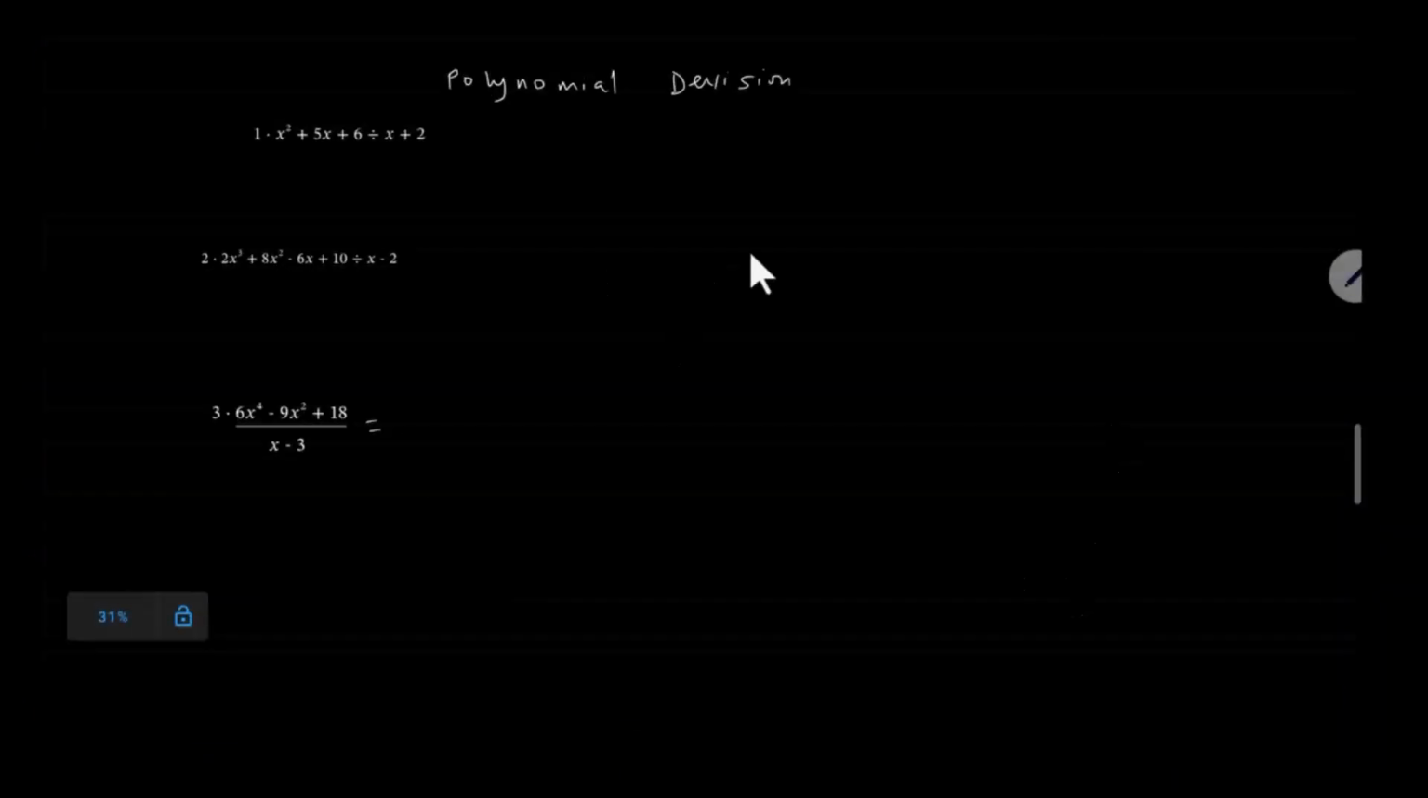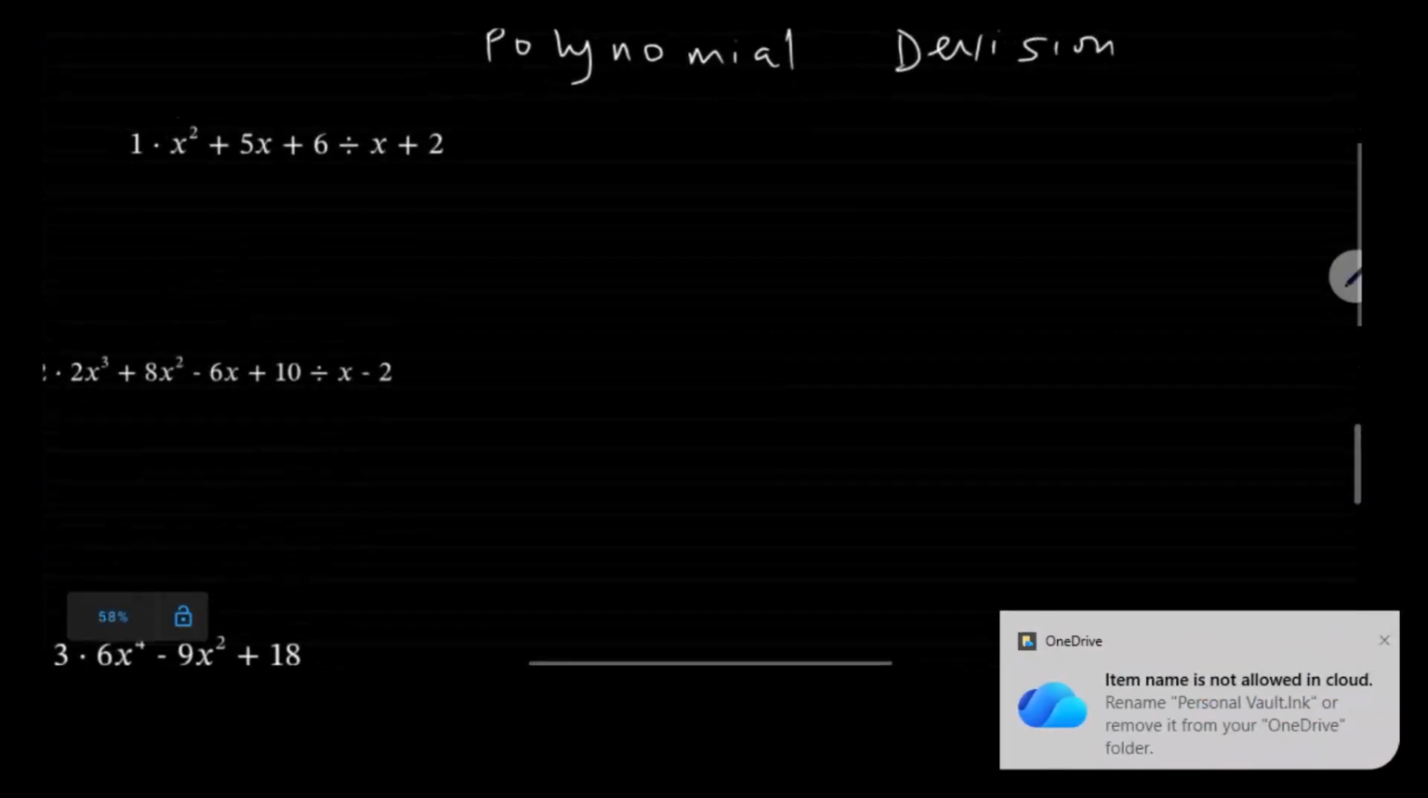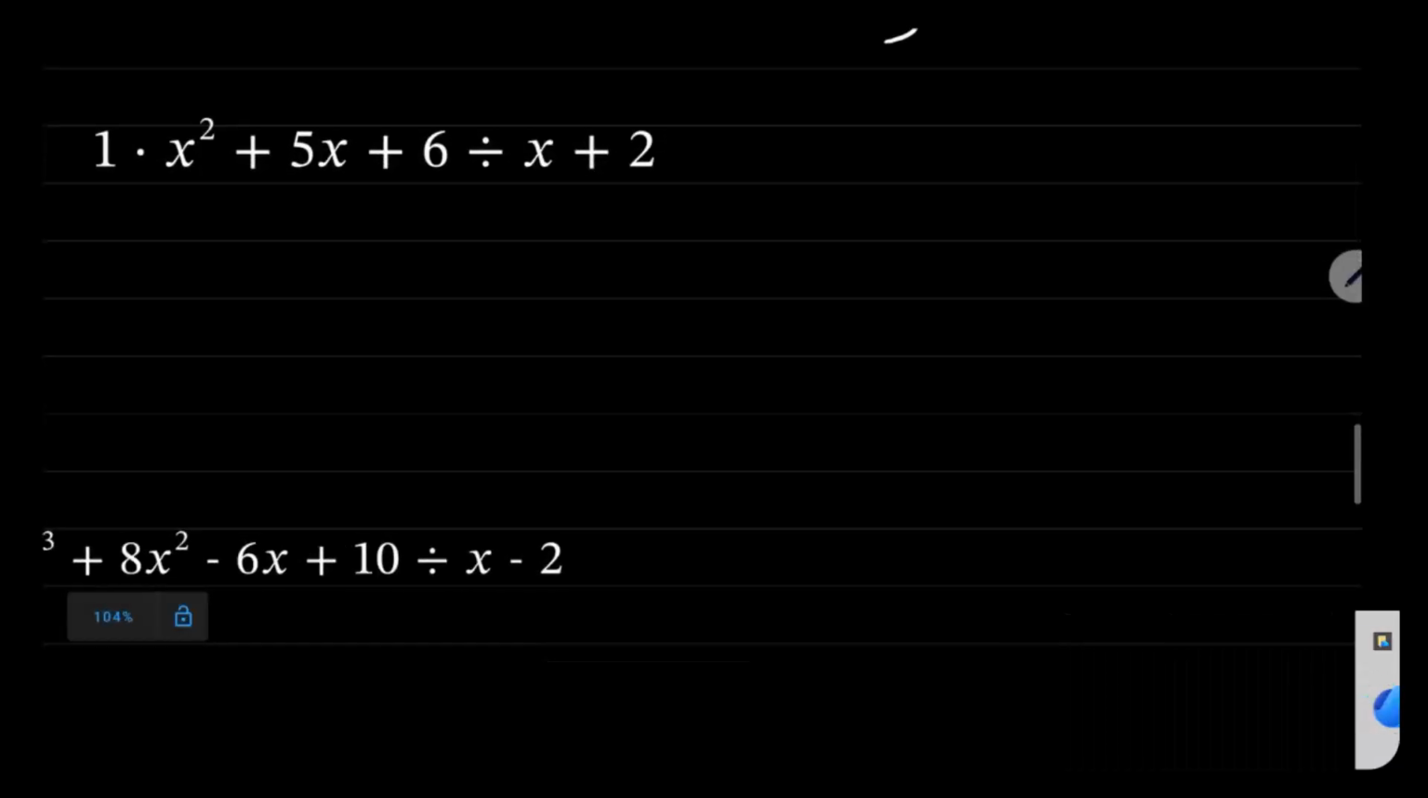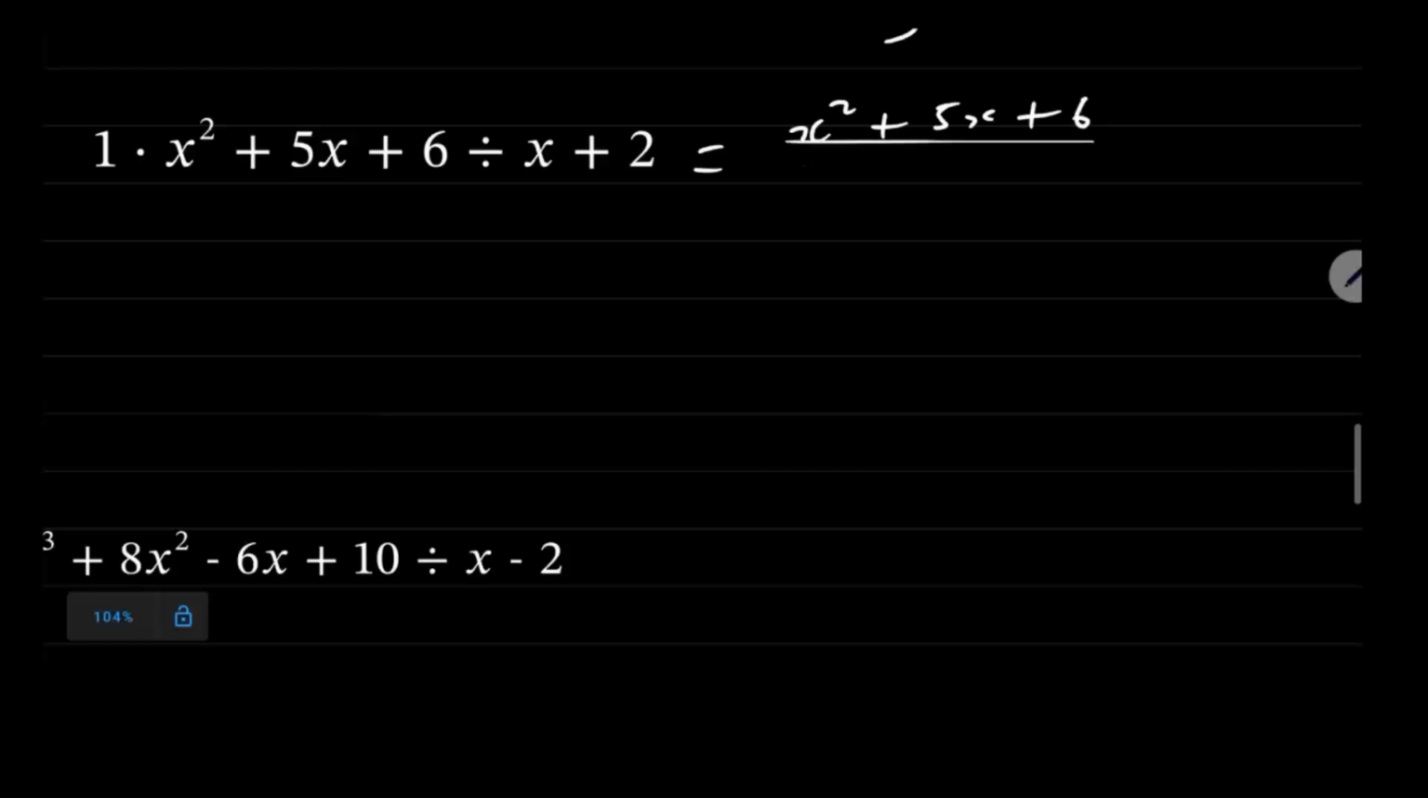Now to start, I would love to start with a question straightforward on polynomial division. Number one, we have x squared plus 5x plus 6 divided by x plus 2. That can be rewritten as this: x squared plus 5x plus 6 divided by x plus 2. Now, if we have this situation, what do we do? We are going to use long division, which is preferably the best method in this situation.